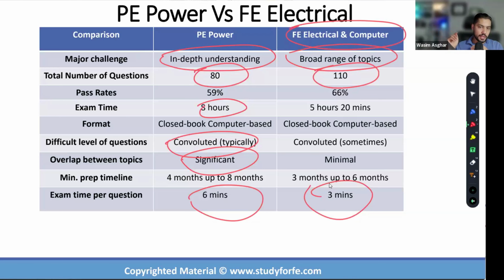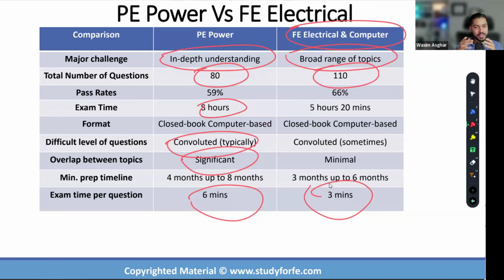Now, if you look at FE Electrical, again, it's a double-edged sword. Very rarely will you have sections overlapping or spilling over or bleeding from one section into another section, which means that the damage that you will probably encounter because of lack of understanding will be limited.